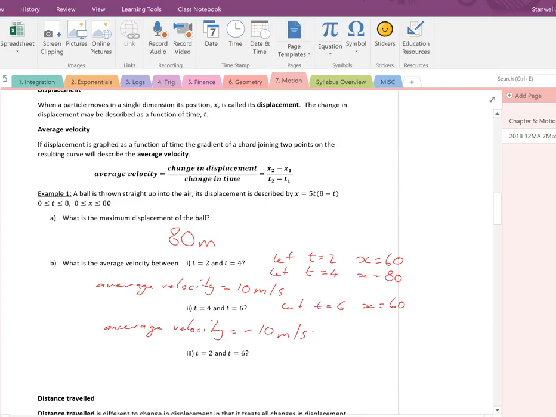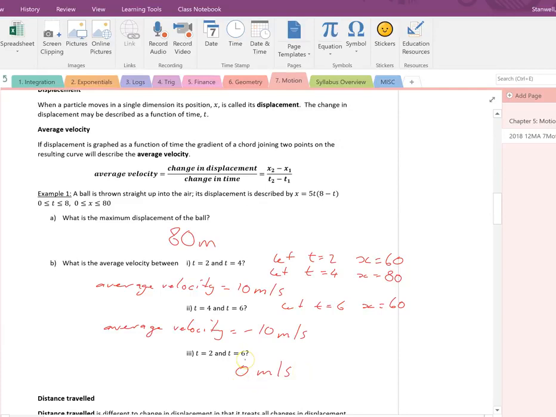The average speed over those times is the same. The average velocity, on the other hand, is opposite in direction. In the first instance, it's going up, then it's reached its maximum, now it's coming back down again. Now, between t equals 2 and t equals 6, my change in displacement is equal to 0, so it's 0 over 4, which is 0 meters per second.